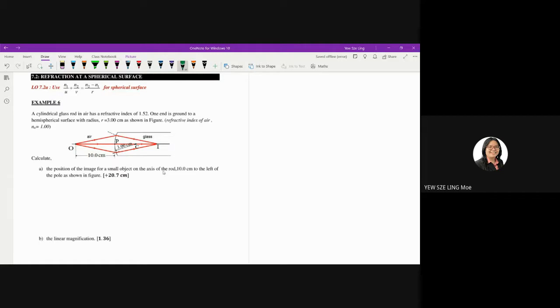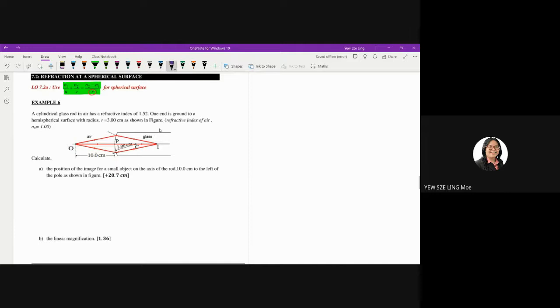So if you look at the equation right here, we have n1 over u plus n2 over v equals (n2 minus n1) over r. So how are we going to determine the sign convention for r? That is a crucial thing in this subtopic.